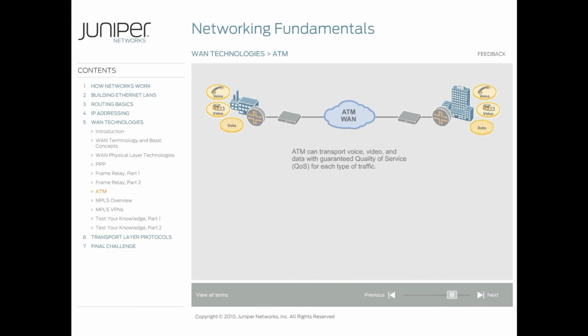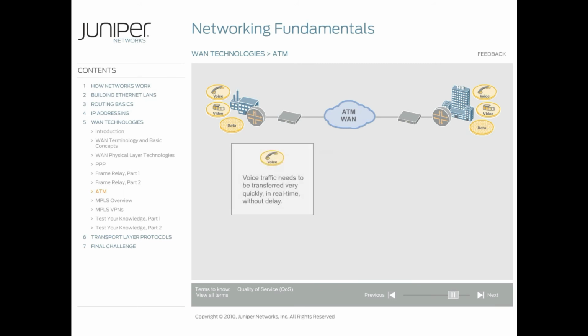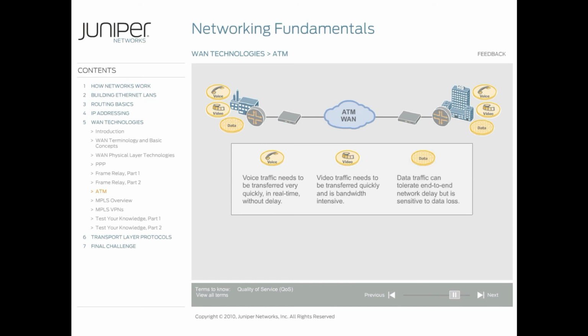Earlier we mentioned that ATM was designed to transport voice, video, and data with guaranteed quality of service, or QoS, for each type of traffic. Each type of traffic has very different needs. For example, voice traffic needs to be transferred very quickly in real time without any delay. The same is true of video traffic, so that movies don't look like they're running in slow motion, except that video traffic is more bandwidth intensive than voice traffic. Data traffic, on the other hand, can tolerate end-to-end network delay, but is sensitive to data loss.